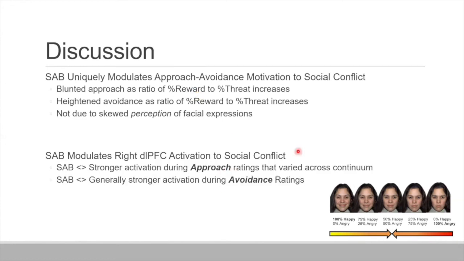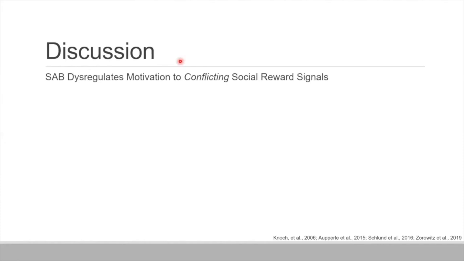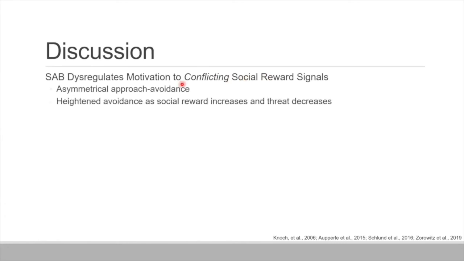But then for avoidance ratings, we just see a generally stronger activation of the DLPFC during avoidance for high socially avoidant individuals compared to low socially avoidant individuals. And just some quick interpretations on these findings. This is preliminary, but this is what I've come up with so far. Big take home, it does seem like social avoidance dysregulates motivation specifically to conflicting, and I say social, reward signals here. There's this asymmetrical pattern of approach avoidance.